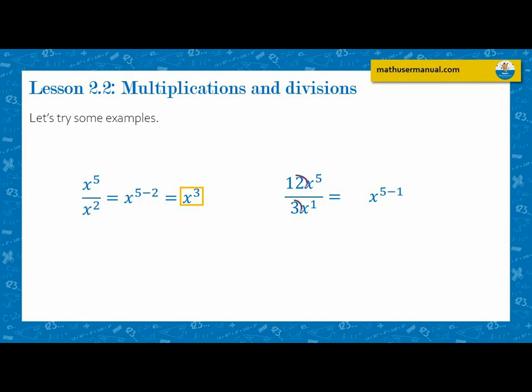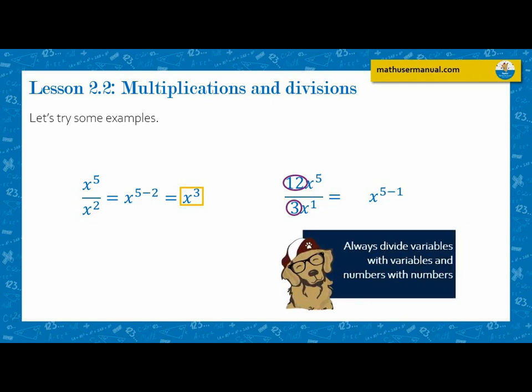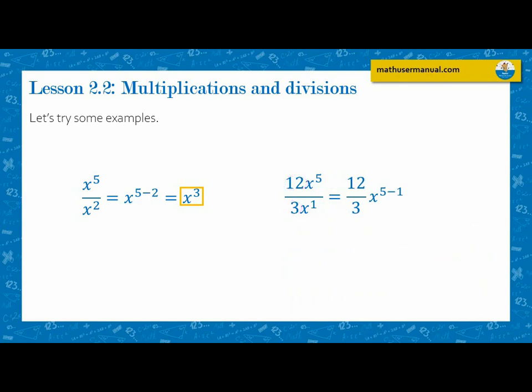Then we look at the coefficients of 12 and 3. Same as with the multiplication, we do with the division. We always divide variables with variables. That's how we got x to the power of 5 divided by x to the power of 1, which gives us x to the power of 5 minus 1. And then numbers with numbers, leaving us with 12 divided by 3. So we have two divisions, 12 over 3 and x to the power of 5 divided by x to the power of 1. That's how we get the 5 minus 1.